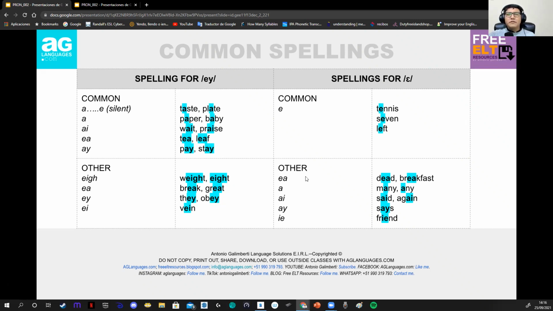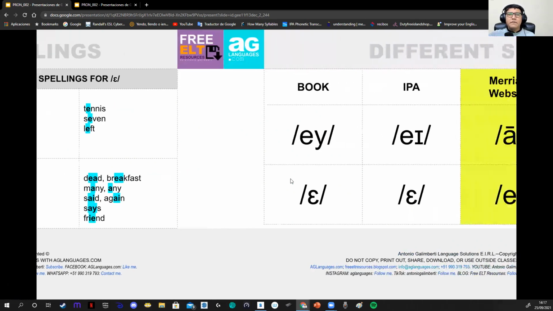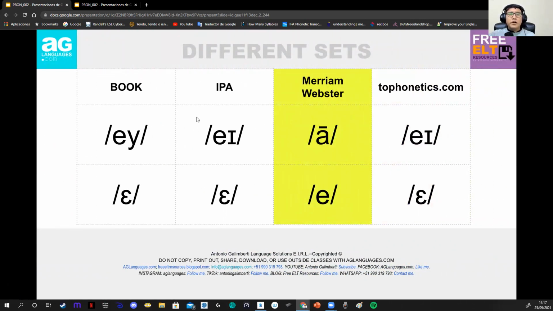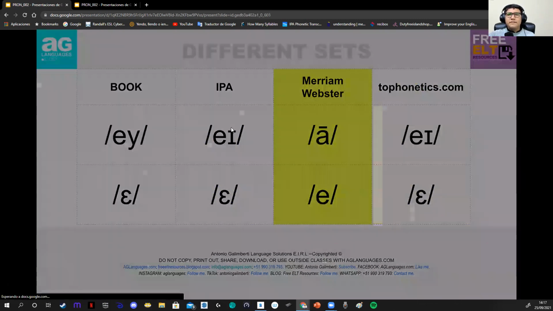Other combinations, EA, dead, breakfast. A, many, any, AI, said, again, AY, says, and you have IE, friend. Again, you are going to have different symbols, but stick to one set.